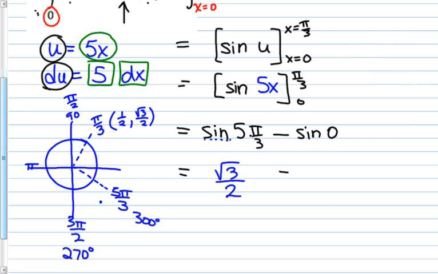But in this quadrant, I'll write it right here. Down here, in this quadrant, my x's are positive, but my y's are negative. So it's negative square root of 3 over 2. And then sine of 0. Here is 0. This is 1, 0. The y-coordinate is 0. The sine of 0 is also 0. Okay. So my answer, negative square root of 3 over 2. Okay.